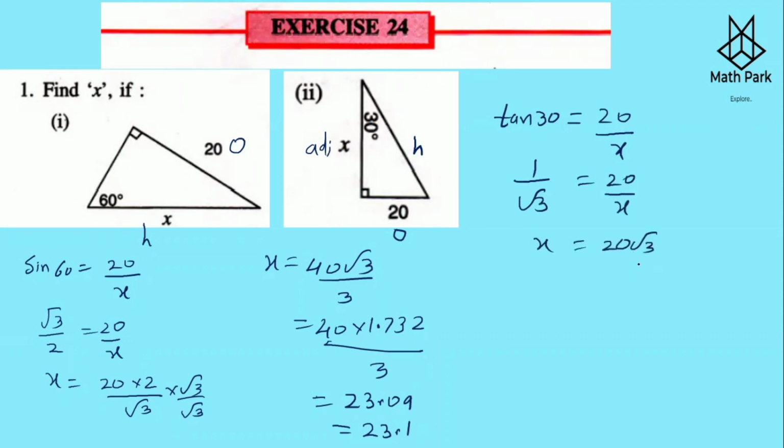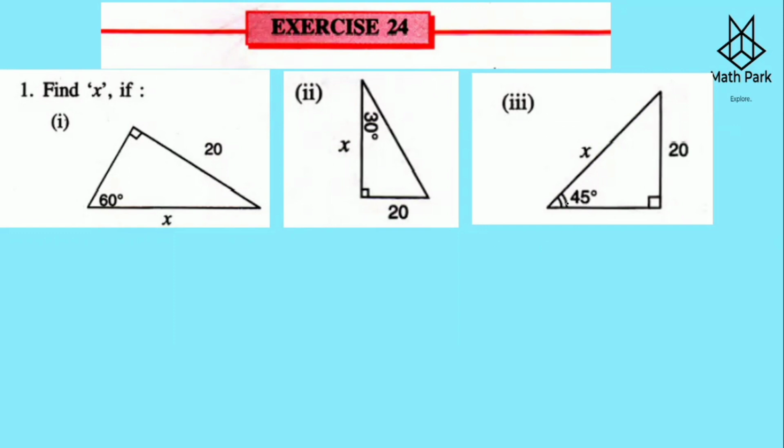Let us put the value of root 3 as 1.732. So 20 times 1.732, you get this as 34.64. Got it? So we have done 2. Let us move to the third part. This is 45 degrees. With respect to 45, the opposite side is given, and the unknown to be found is the hypotenuse.